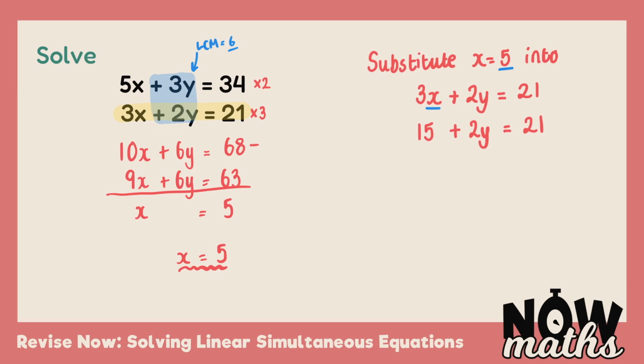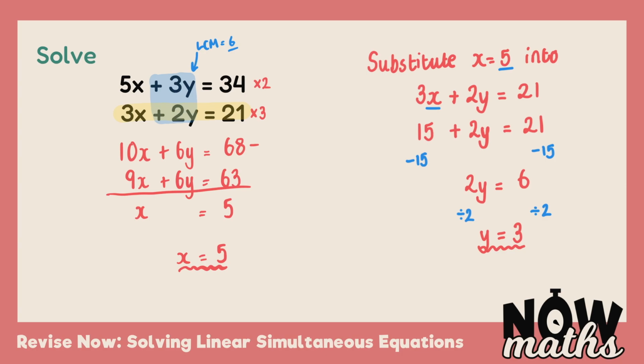So we have a positive 15, so we will subtract this from both sides. This will leave us with 2y on the left-hand side, and 21 subtract 15 is 6 on the right-hand side. And if we have 2y, we divide by 2 to find y. So we get y on the left, and 6 divided by 2 is 3 on the right. So we have a final solution that is x equals 5 and y equals 3.